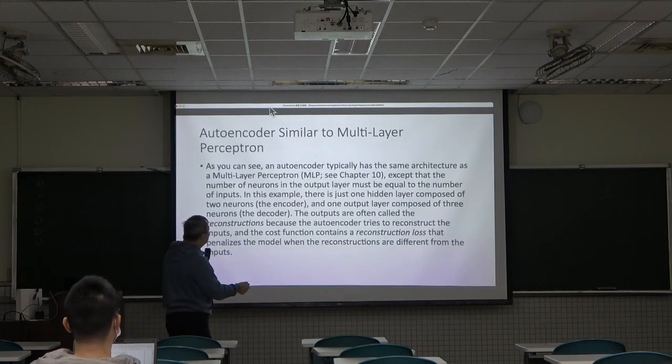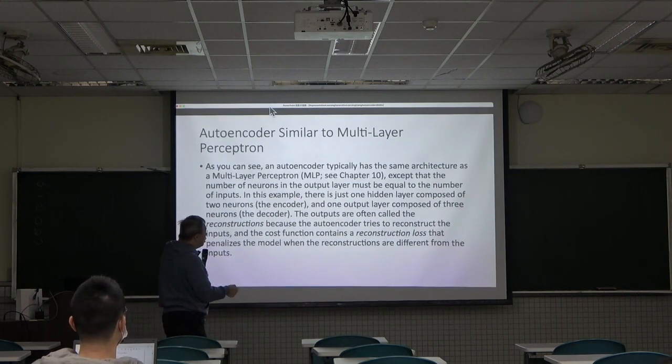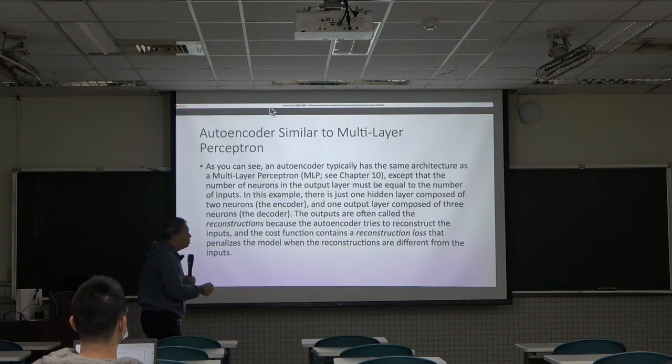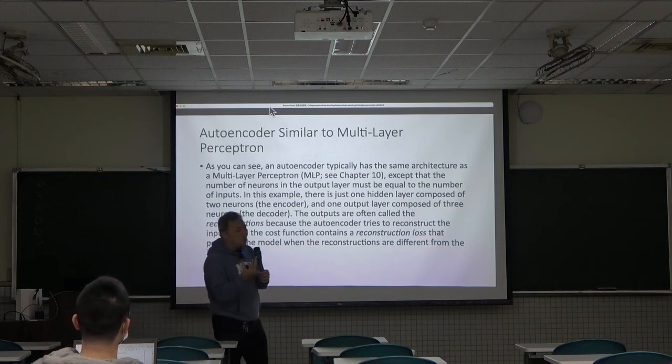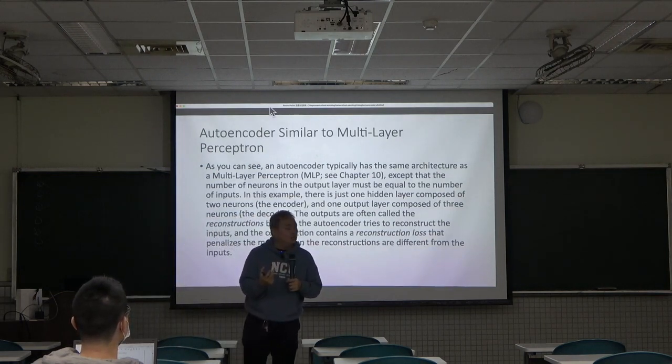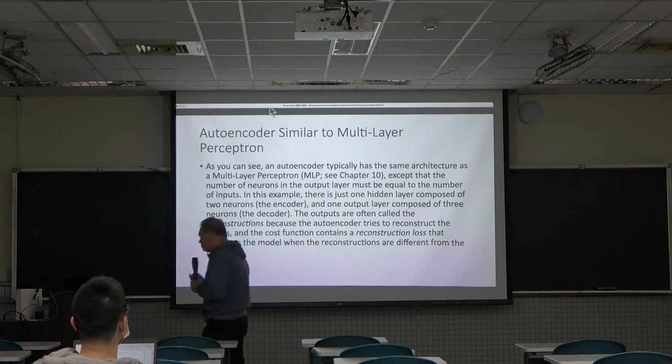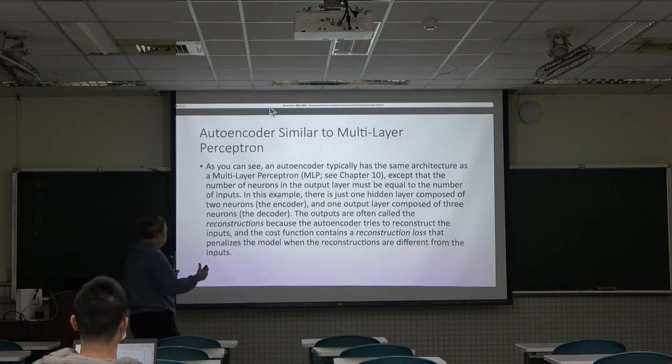And one output layer composed of 3 neurons. We call that the decoder. The outputs are often called reconstructions, because the autoencoder tries to reconstruct the input, and the cost function contains a reconstruction loss. This reconstruction loss will penalize the output if the output is far away from the input. So basically, if the output is the same as the input, then the reconstruction loss is going to be 0. It's minimized.